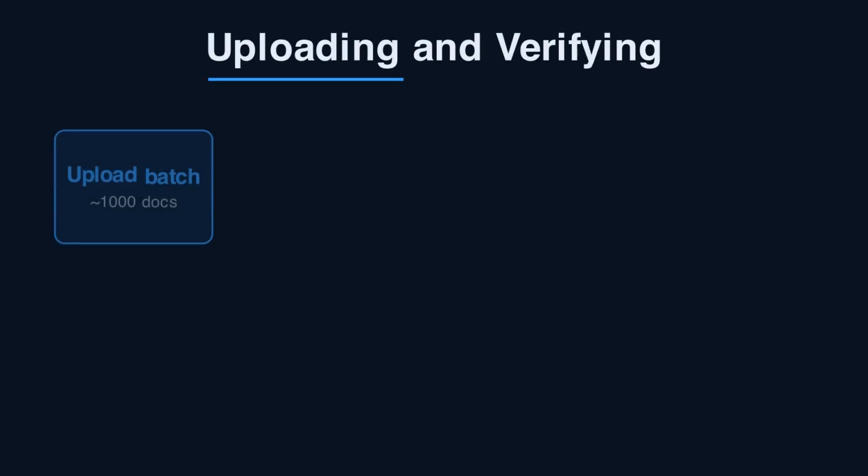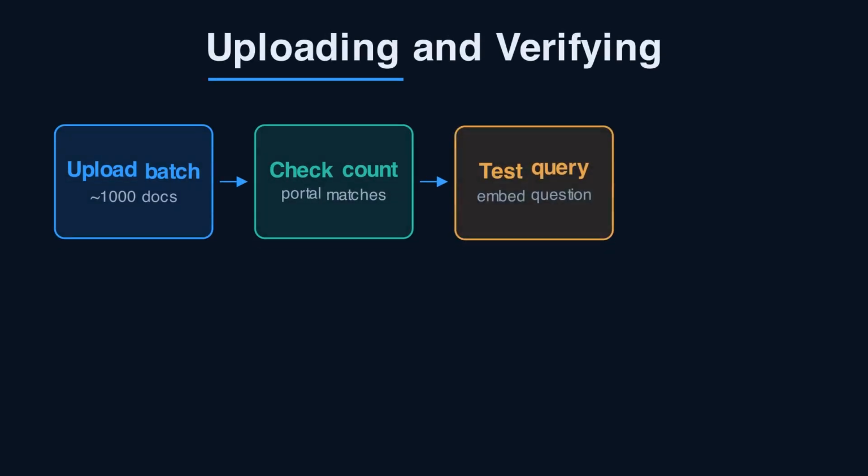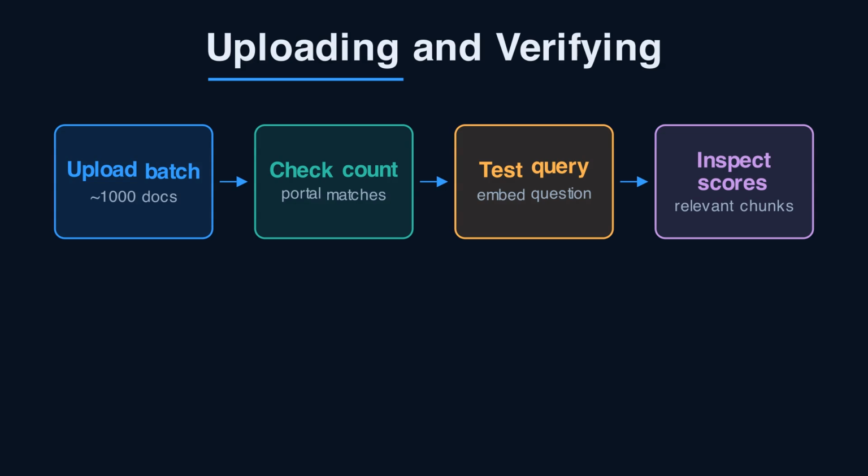With vectors attached, upload documents in batches using the search client's upload documents method. Batches of around 1000 or under 16 megabytes work well. Then verify 3 things. First, check the document count in the portal matches what you sent. Second, run a vector query, embed a test question and pass it as a vectorized query, confirming you get back relevant chunks with sensible scores. Third, spot check that the returned content field holds readable text.